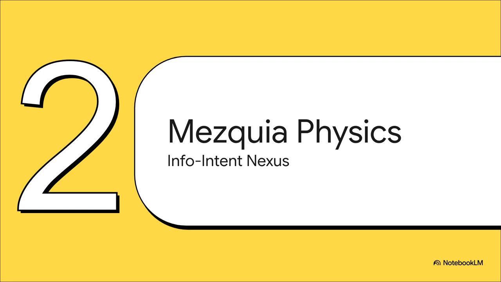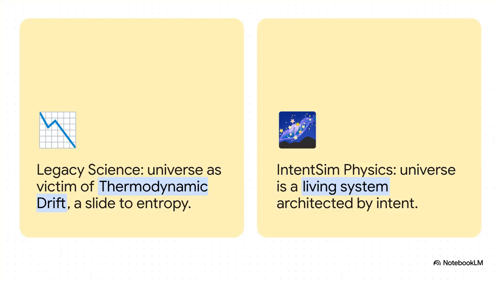Moving right along to Section 2, defining Mezquia physics, or the information-intent nexus. So the absolutely crucial takeaway here is the stark contrast in worldviews. We're shifting away from the legacy scientific perspective, which basically views the universe as a dying accidental machine just slowly sliding into random entropy and extraction.